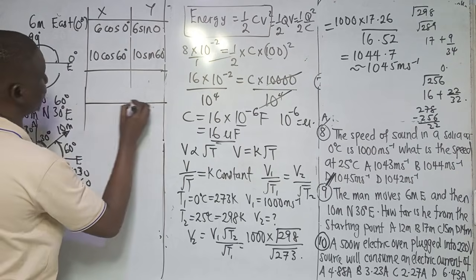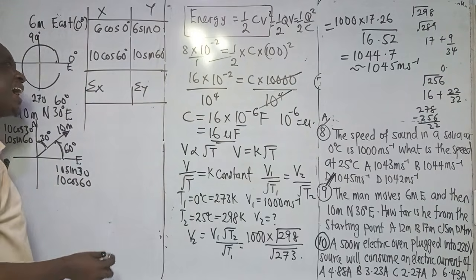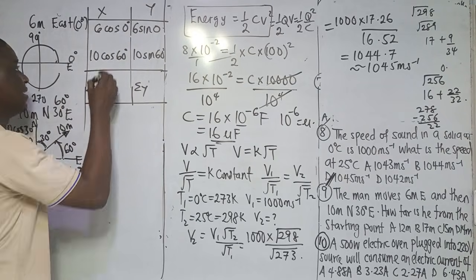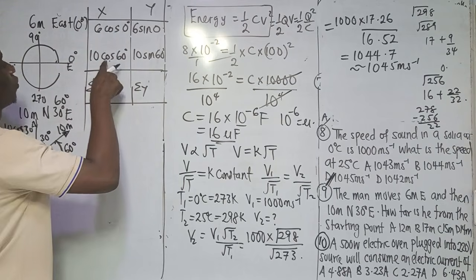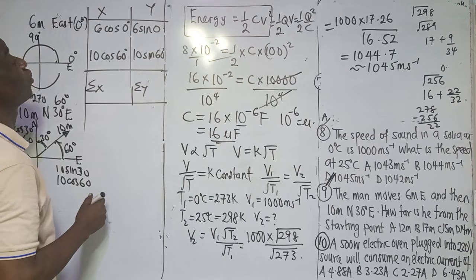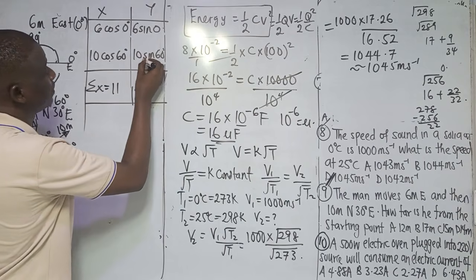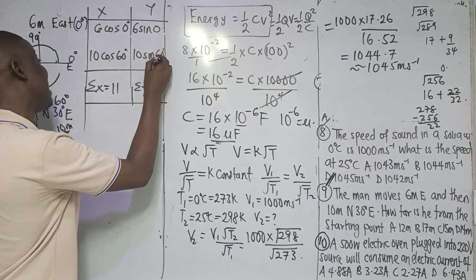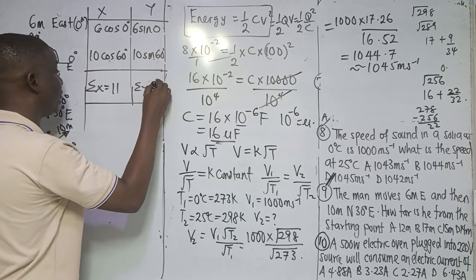So we now add them together to get summation X and summation Y. Please go and watch my vector analysis, I beg. Then cos 0 is 1 times 6 is 6. 6 plus cos 60, which is 1 over 2, times 10 will give us 5. 5 plus 6 will give us 11. Then here, this one is 0, and this one is 5 root 3, because root 3 over 2 is sine 60, and root 3 over 2 times 10 is 5 root 3.